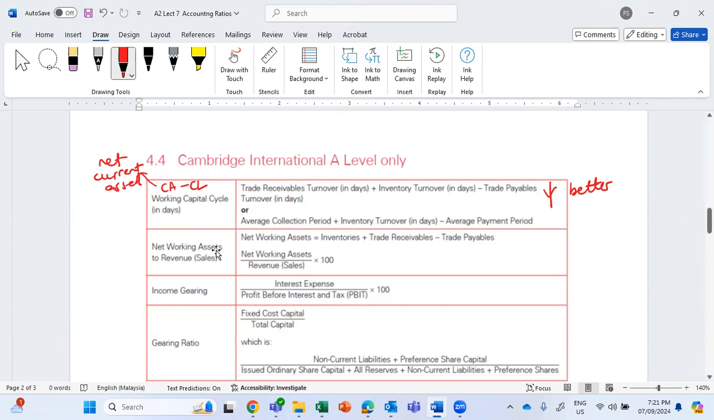Right. Then we have the net working assets to revenue ratio. This is the formula. Net working assets consists of these three components. It's coming from the working capital actually: inventory plus trade receivable minus trade payable, the same three components that we use to calculate the working capital cycle. So this is our numerator, and you need to divide by revenue. Even for this one, the lower the percentage, the better.